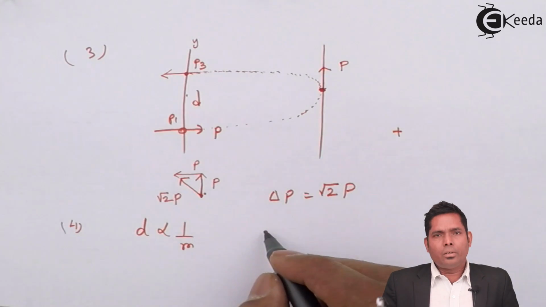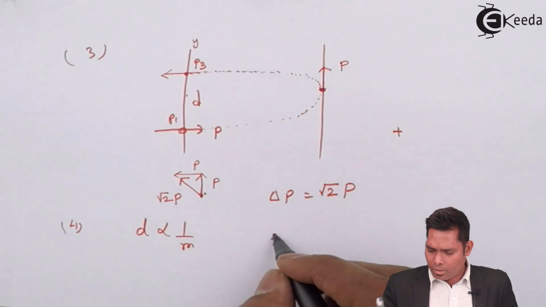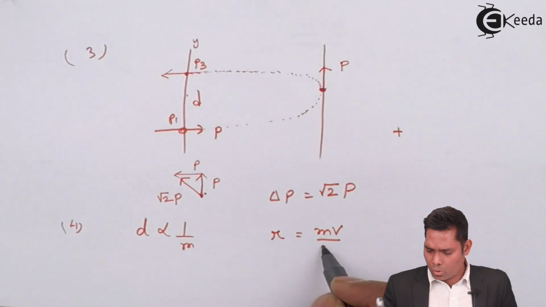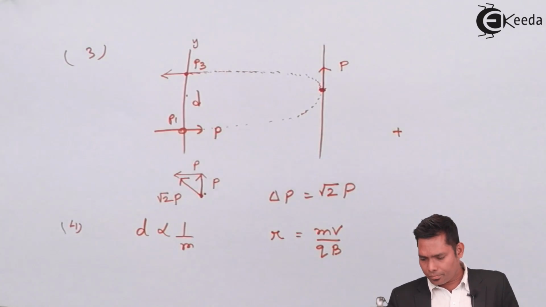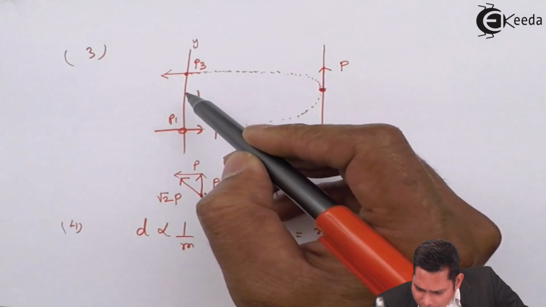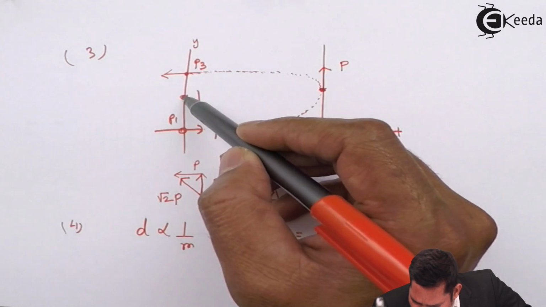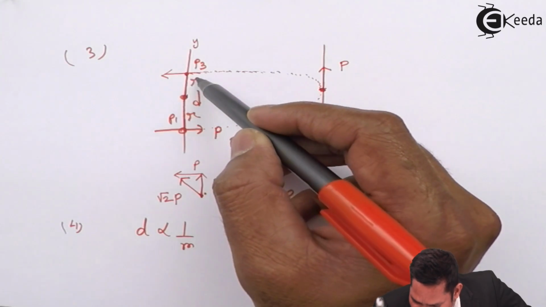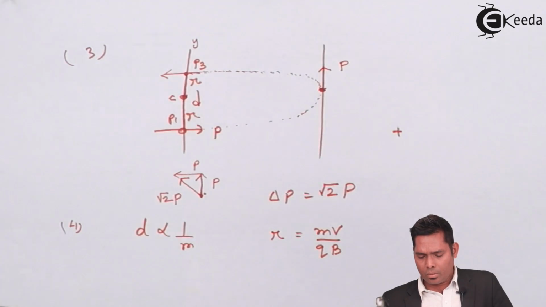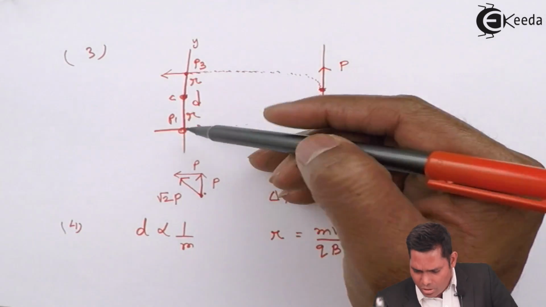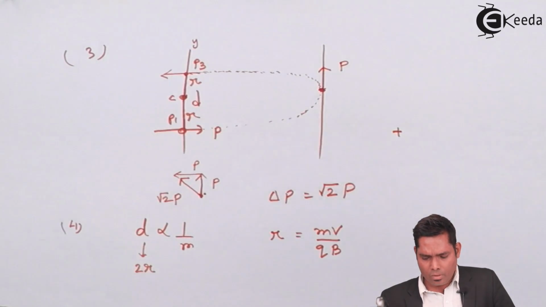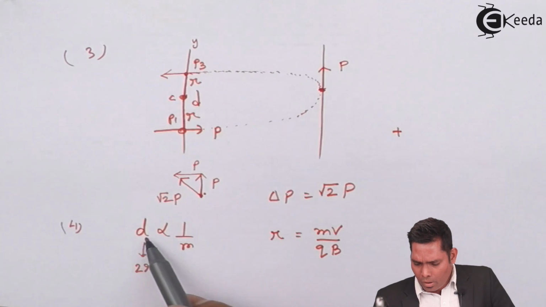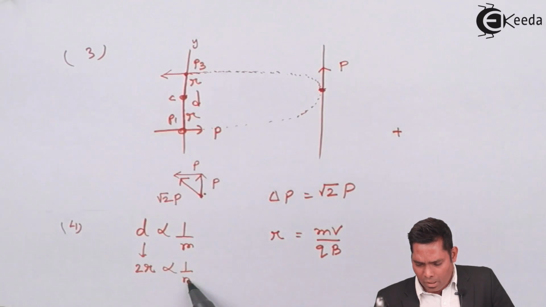We know that the radius of the particle is mv upon qb. If the particle starts from here, we will consider this as the radius, and it enters again here. This is also the radius. This is the center. So that means this distance is nothing but twice the radius. So if you think of the radius and m relation, 2r is inversely proportional to m, whether it's true or false.